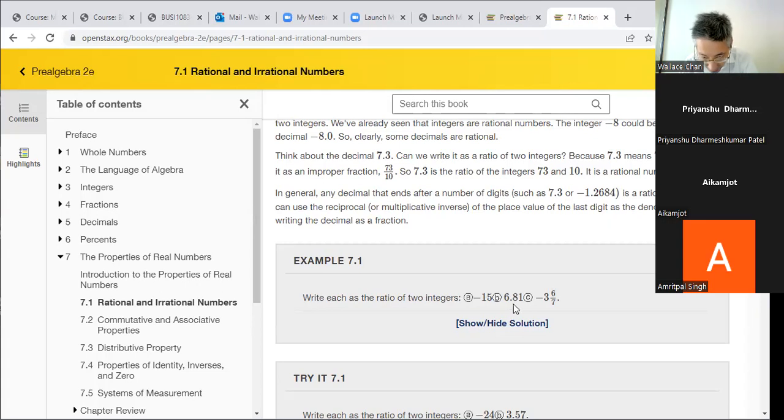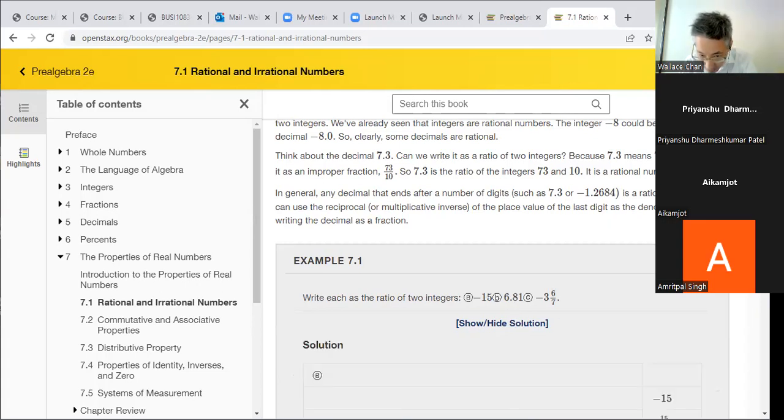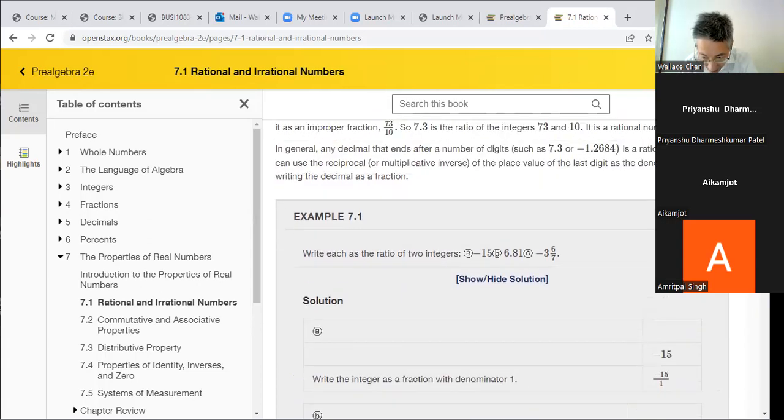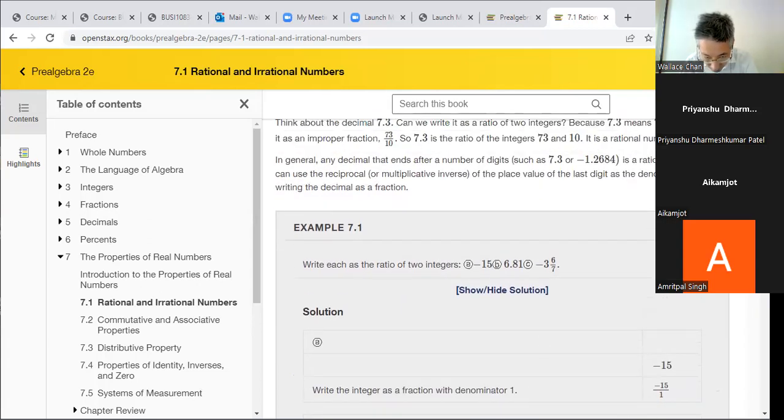The other one, okay, you know what? Maybe I can. Yeah, see? Negative 15 over 1, right? Write the integer as a fraction with denominator 1. How about the second one?